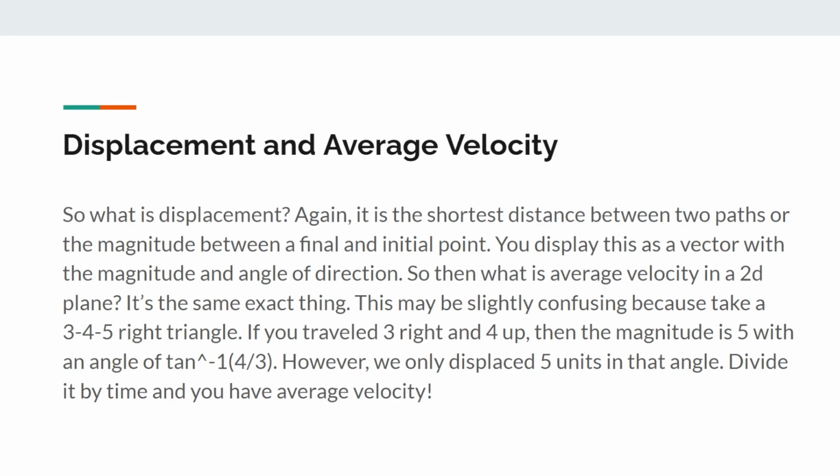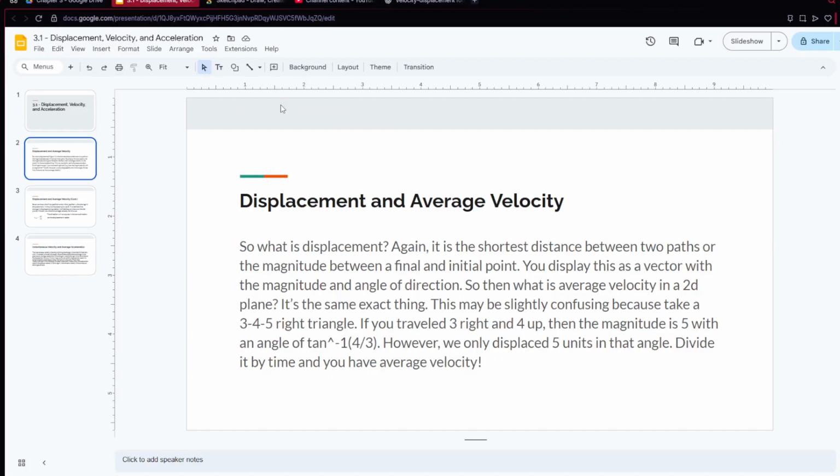So what is displacement? Now, it's the shortest distance between 2 points, or the magnitude between a final and an initial point. So you display this as a vector with the magnitude and angle of direction. So then what is the average velocity in a 2D plane? It's the exact same thing, except it measures the velocity in the net direction, so the magnitude again. And it's the same formula, which is the change in displacement over change in time.